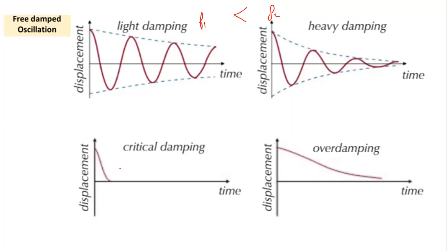So we notice it can't even make one oscillation, and then it will come to zero. It will stop, it can't even make one oscillation. So these are the cases of friction in the free damped oscillation.